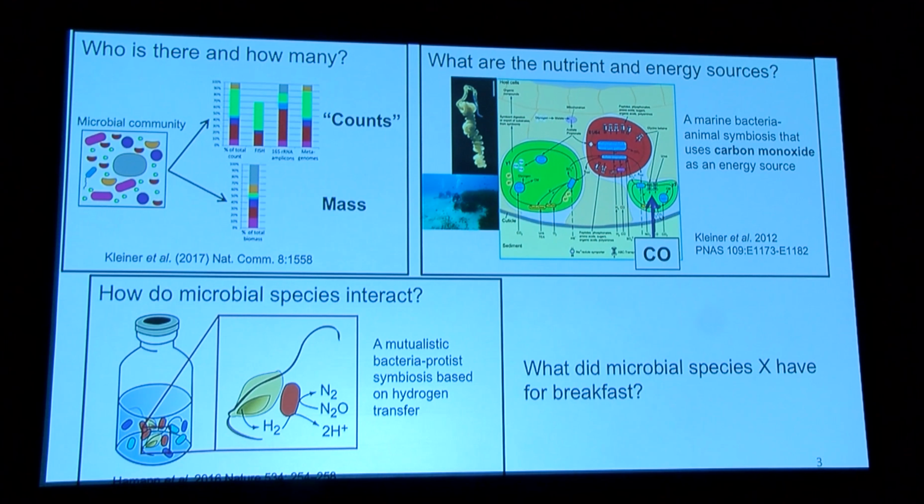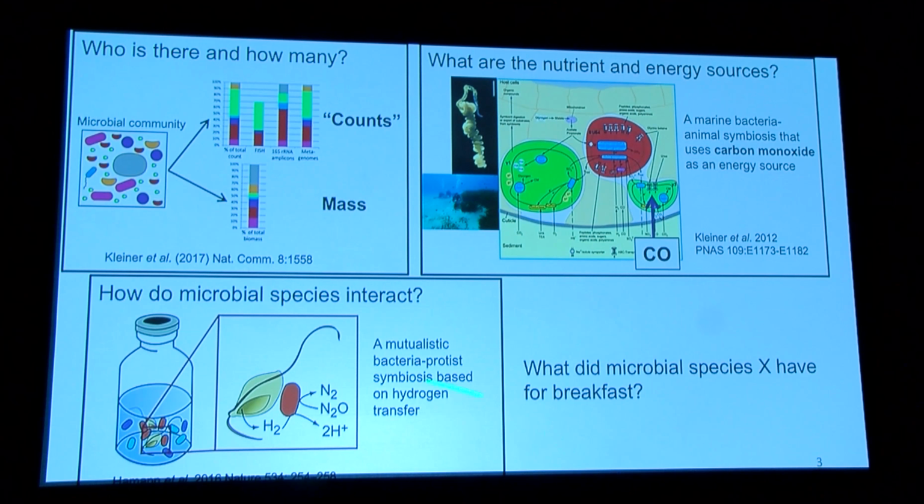Just to briefly introduce the breadth of questions that we can address with metaproteomics before coming to the new approach that we just developed. One of the most classical uses of metaproteomics, which has been around since 2004, is to understand the metabolism and physiology of microbes in communities, and we can answer questions such as what are the nutrient and energy sources of microbes in a community. For example, we used this to show in a marine symbiotic worm that its symbionts can use carbon monoxide as an energy source.